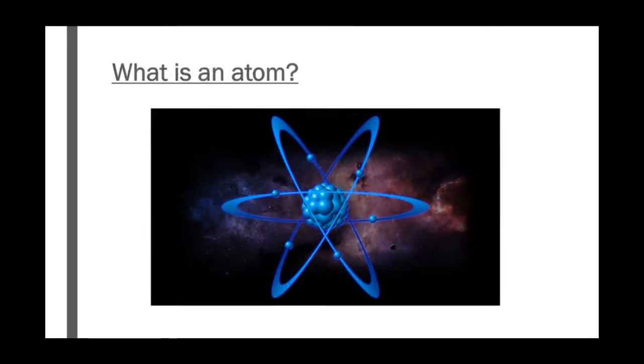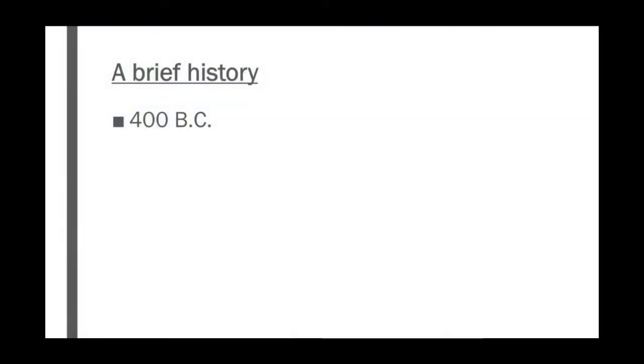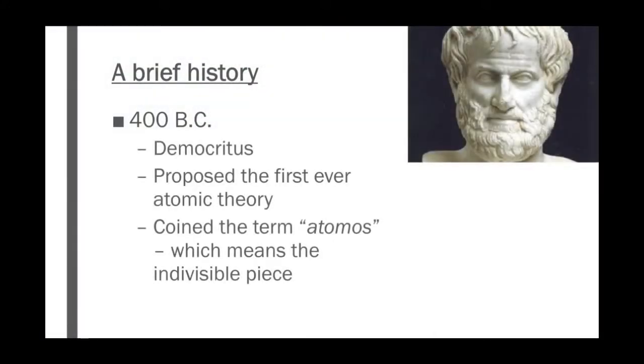Let us take some time to think about what exactly an atom is, and we're going to travel through time and take a look at what happened. In 400 BC, a famous philosopher, Democritus, first proposed the first ever atomic theory. He was the one that coined the term atomos, which means the indivisible piece.